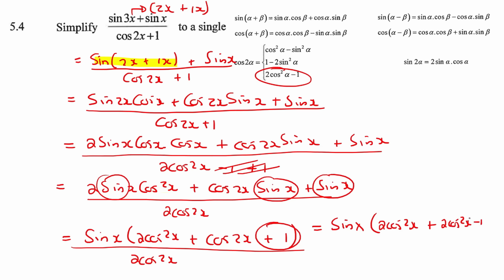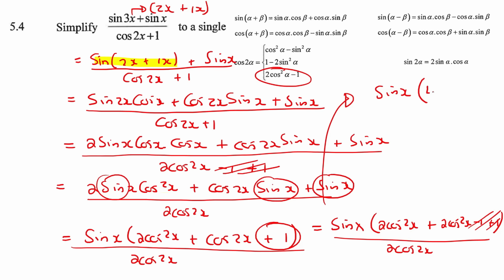Okay, so these cancel. And so what we now have is sin x times 2 cos squared plus another 2 cos squared, which just gives you 4 cos squared. Now we have only one term at the top and one term at the bottom, so we can cancel, and then 4 divided by 2 is 2, and so we end up with a final answer of 2 sin x.